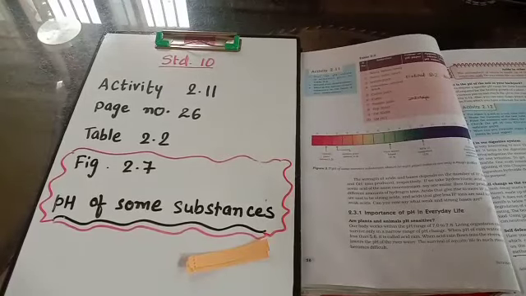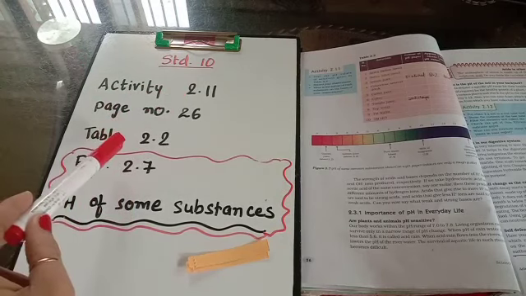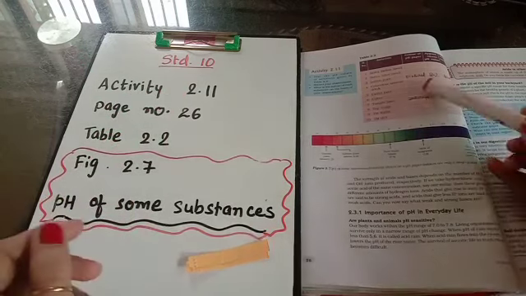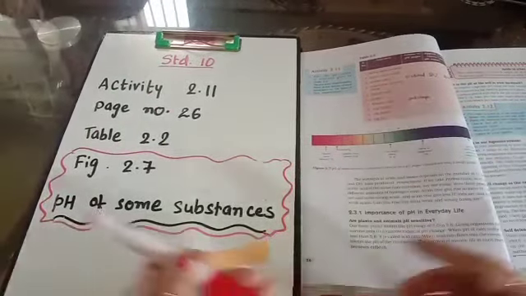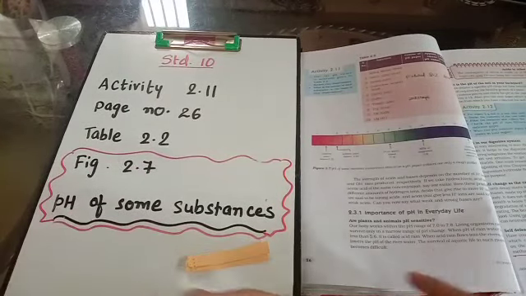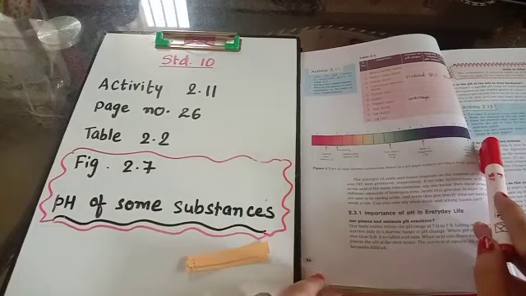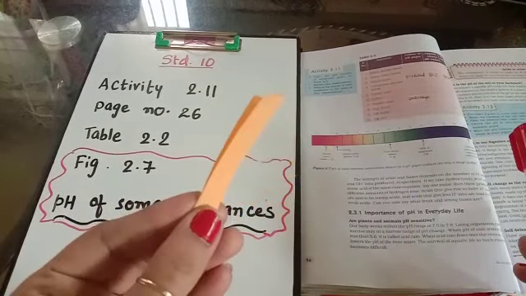Good morning. Today we are going to perform activity 2.11, which is on page number 26, table 2.2. This is your table 2.2. Some substances, some solutions are given, and we have to make out with the figure 2.7. This figure is the colorful strip, and this is your pH paper, which is yellowish in color.